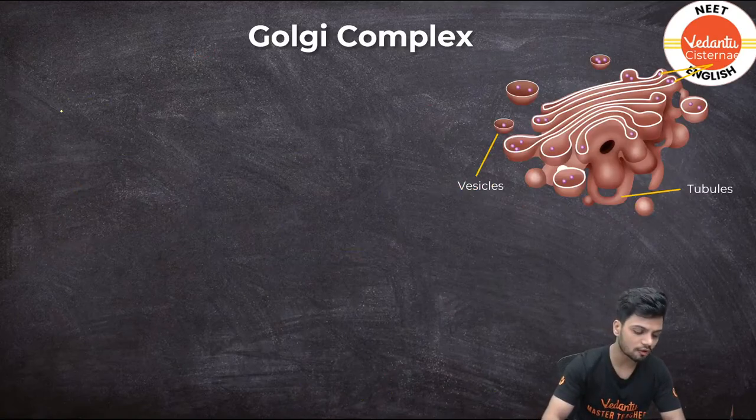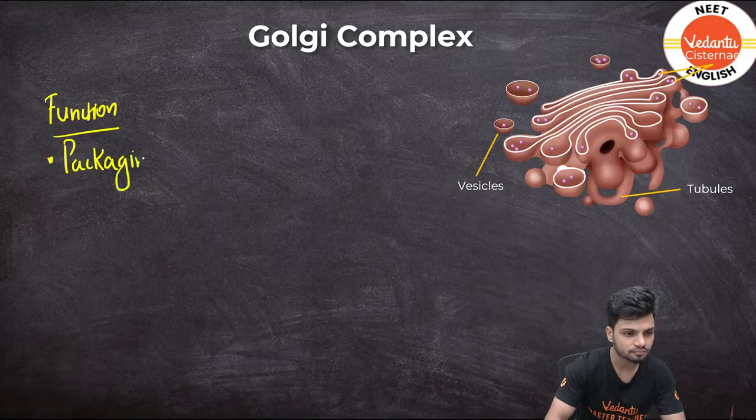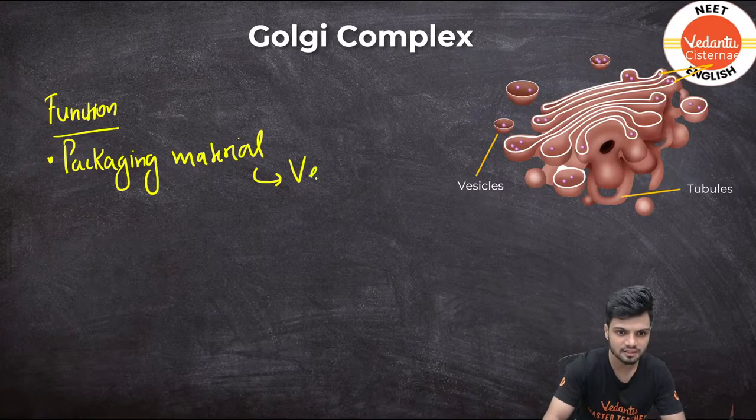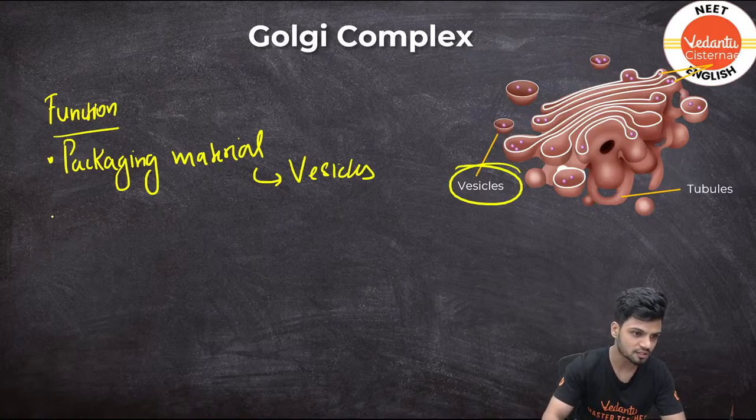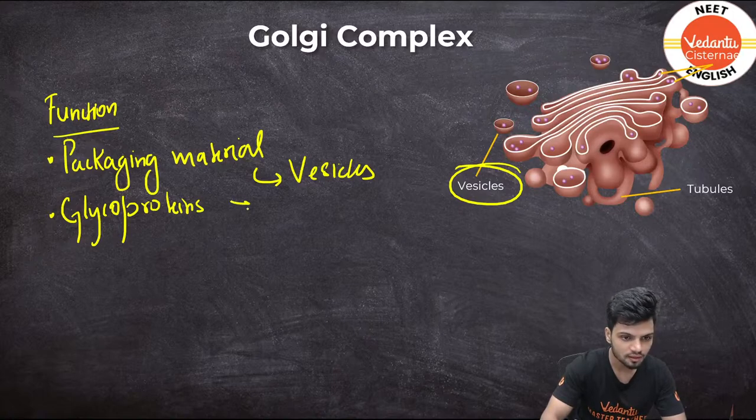Now, if you talk about the function here, the function is very simple. The function is packaging. Packaging material is a function. That is, it forms the vesicles. Can you see? Vesicles are formed. Packaging is the first function. The second function is that it forms glycoproteins. That is, it does glycosylation.